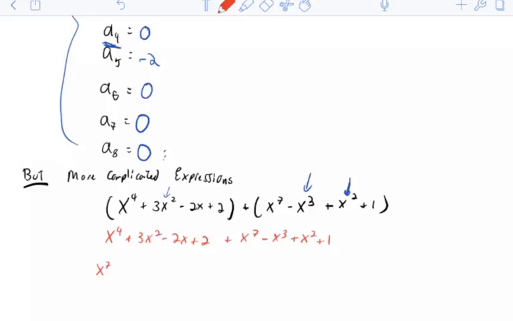Is there an x to the 6? No. X to the 5? No. X to the 4? Yeah, there's an x to the 4 here. X to the 3? Oh, there's one over here. Any x to the 2s? There's 2 of them. X to the 1? There's only one of those.